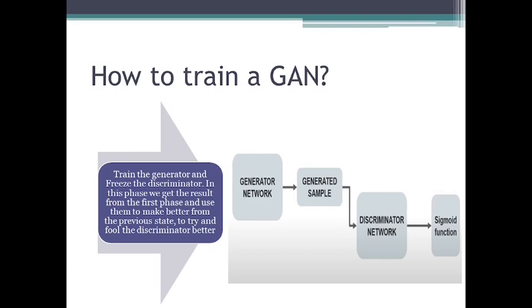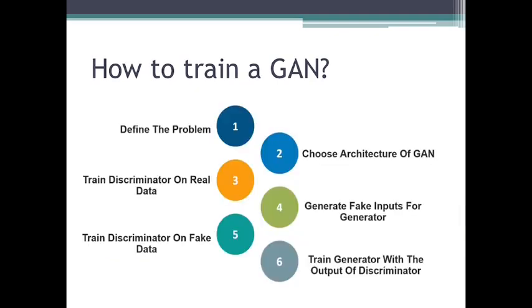To understand this in layman's terms, I'm going to tell you a few steps for training, like how you should start. The first step is to define the problem and collect the data. After this, the second step is you have to choose the architecture of the GAN. In this step, depending upon your problem, you have to choose how your GAN should look.